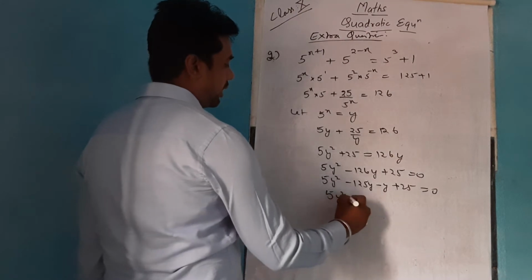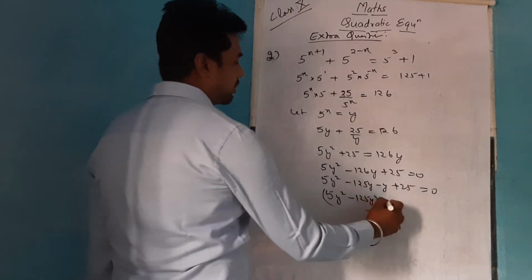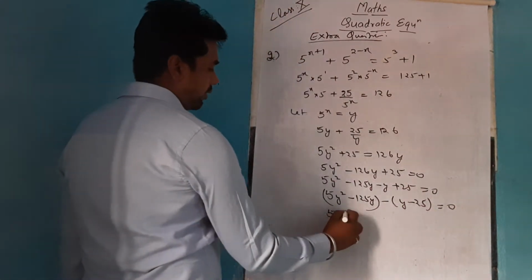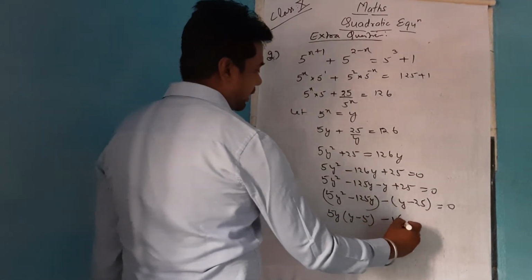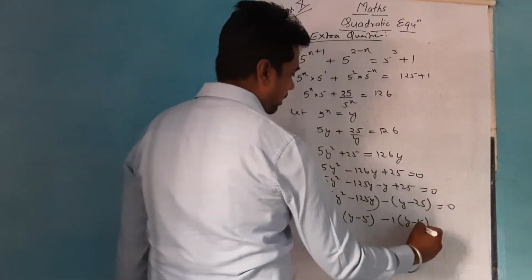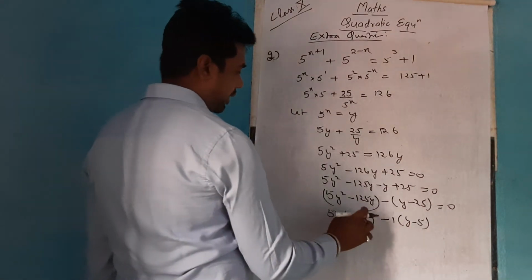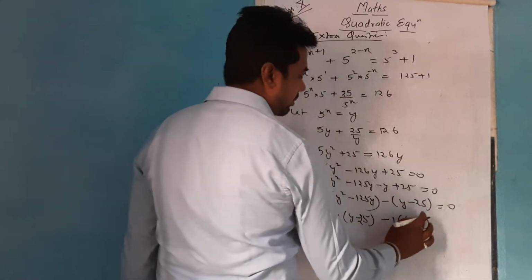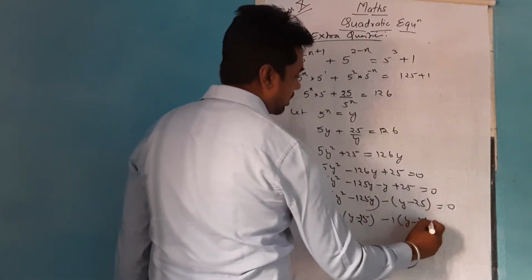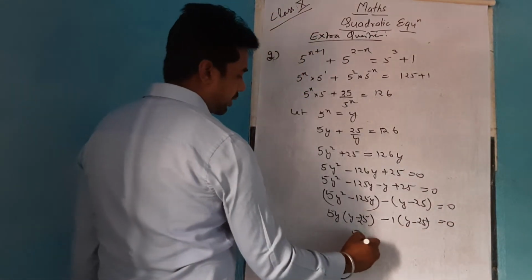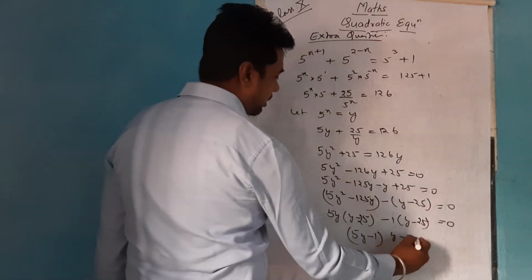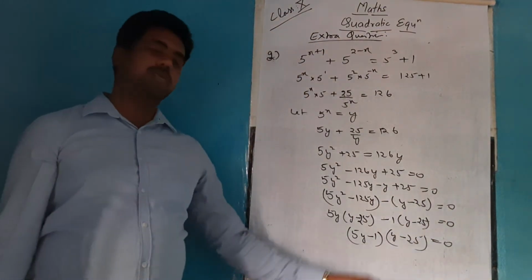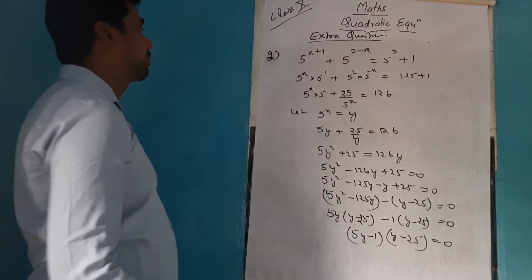Now we'll make the pair: 5y² - 125y in one bracket, and minus common y, minus 25 in the other. 5y common, y - 5, minus 1 common, y - 5. 5y - 25, 5y I have taken common, that is y - 25. This equals 0, so that becomes (5y - 1)(y - 25) = 0. We have got two different factors, 5y - 1 and y - 25.